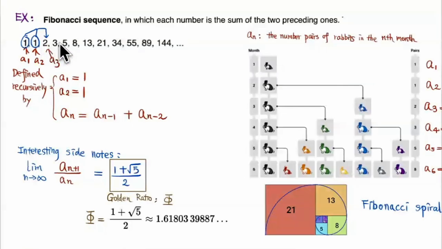Okay, and then the 4th month, what are you going to sum? You're going to sum the number of pair rabbit in the previous 2 months, right? So you're going to sum 1 here and 2 here, and then you'll get this 3 over here. You see the pattern? And the next month, you're going to sum 2 and 3, and you get 5 pair rabbit. Continue like this. You see the number here is going to get bigger and bigger very quickly.